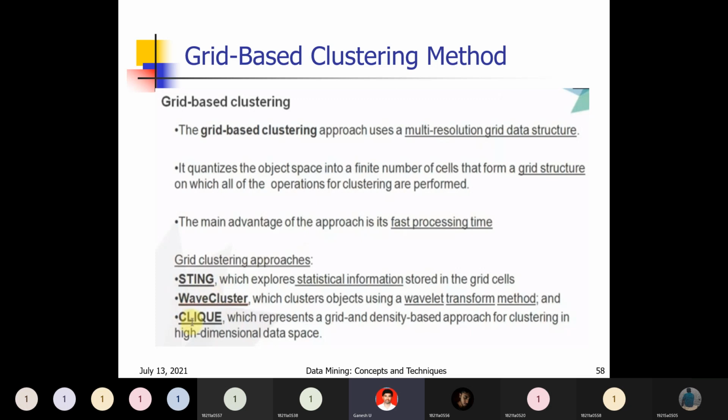From higher level to lower level: at the top level, what happens? The square will represent the data. In the next level, we will divide the square into two parts. In the next level, the first part is divided into two parts and the second part is divided into two parts. That means totally four.